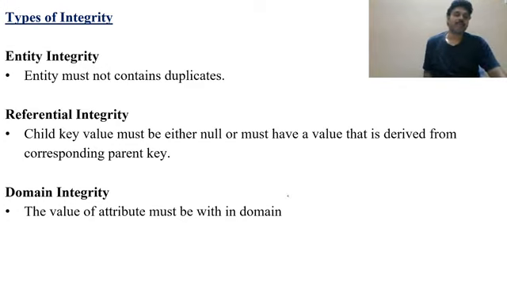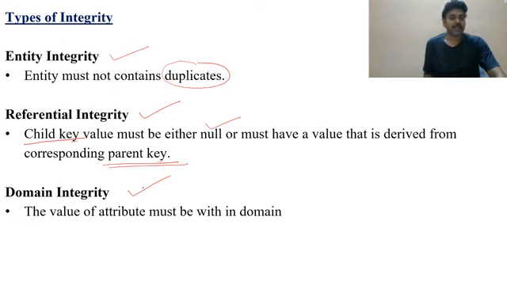Well, friends, let us see the types of constraints which are available. There are three varieties: entity, referential, domain. Entity integrity says that the table must not have duplicates. Referential integrity says, and this is very important, that every child value either can be null or can be duplicate, but every child value must belong to a parent value. The other variety of constraint is domain integrity, where the value must be within the given attribute.